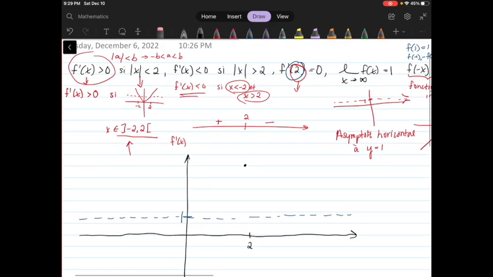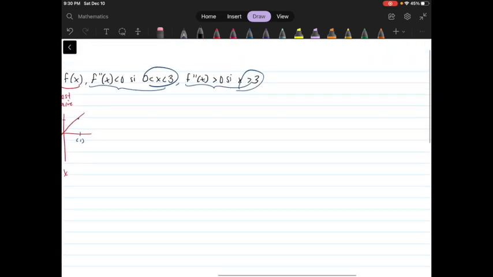Oh, another thing we should look at. Point d'inflexion. What's the point d'inflexion? It's when the concavité de la courbe change. So elle va de concave vers le bas à concave vers le haut ou l'opposé. So we have it over here.